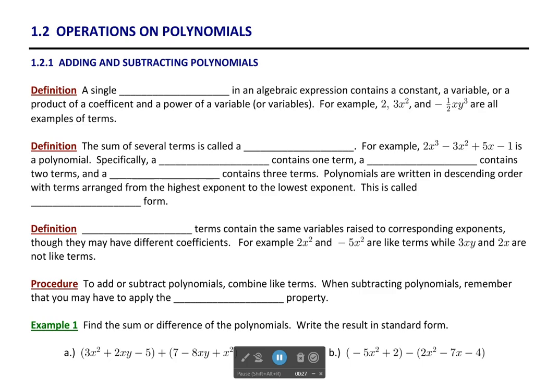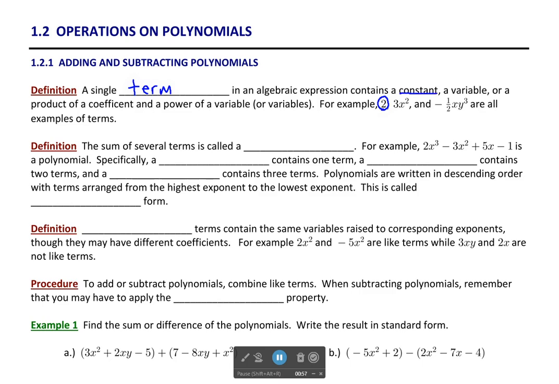Now, there's a lot of terminology associated with polynomials that you'll want to be familiar with. To begin with, a single term in an algebraic expression contains a constant, a variable, or a product of a coefficient and a power of a variable or multiple variables. For example, 2 is a single term. We would call that a constant. It's just a number. It never changes value, so it is constant.